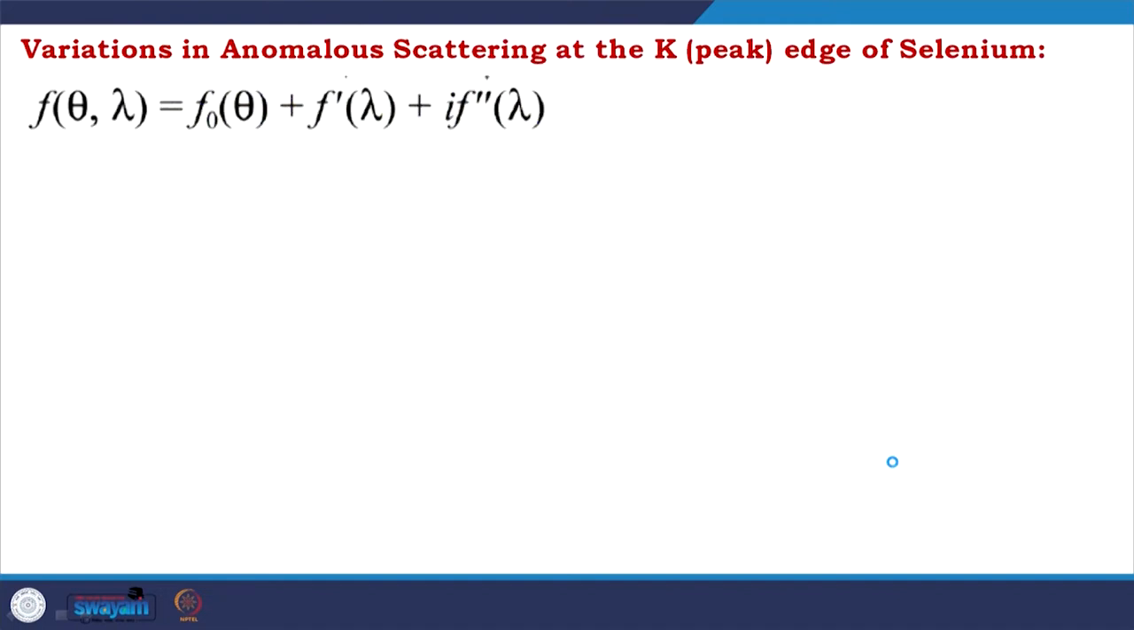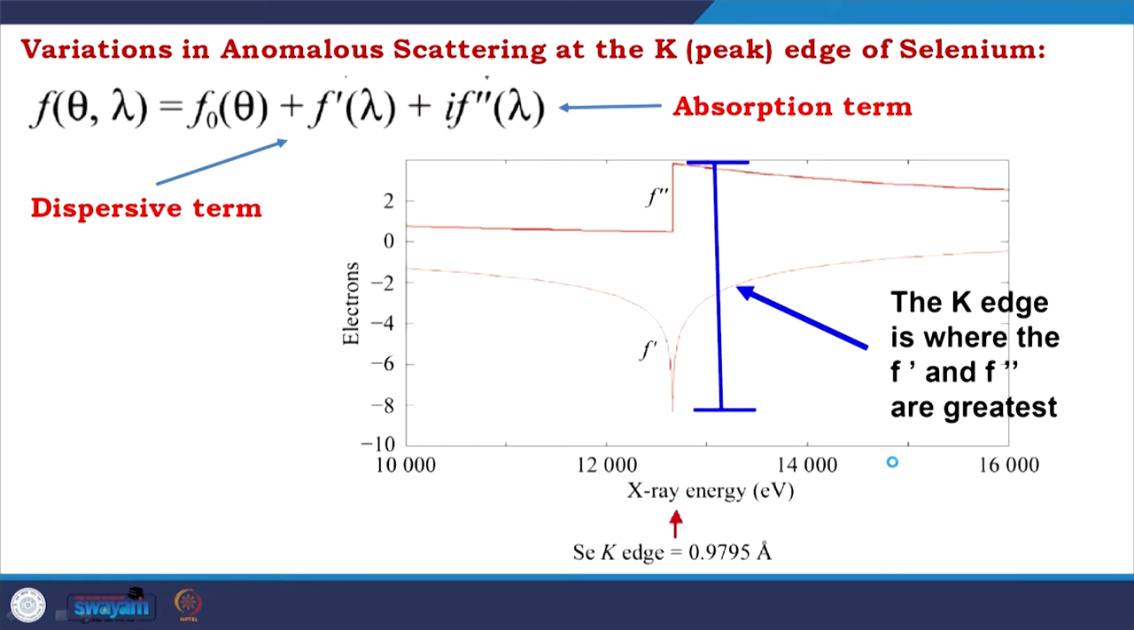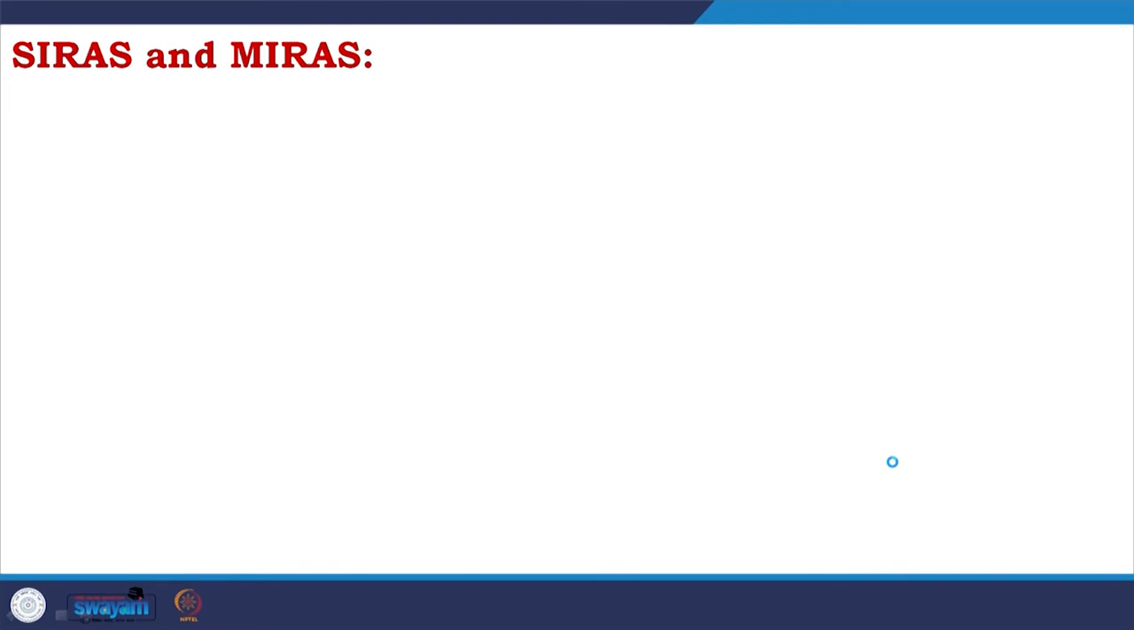So, variation in anomalous scattering at the K edge of selenium, as we have talked earlier: F(theta, lambda) equals F0(theta) plus F prime(lambda) plus i F double prime(lambda), where F prime(lambda) is the dispersive term and i F double prime(lambda) is the absorption term. So, if you see here, the K edge is where the F prime and F double prime are greatest. For selenium, the K edge is 0.9795 angstrom.